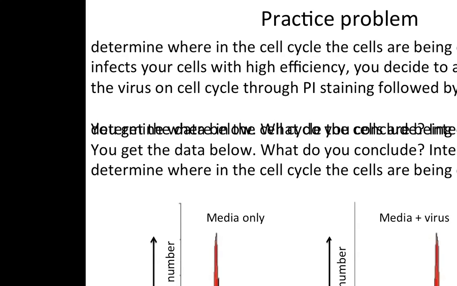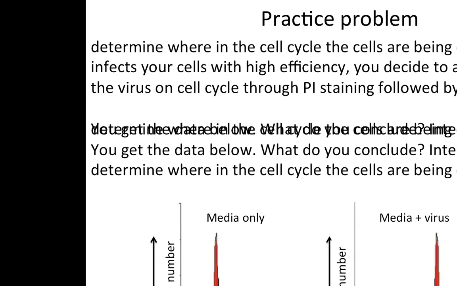Guys, lots of interesting questions. Okay, so the way to approach this is to start first with your control. And what you need to do is you need to say, okay, so you label it. So what's this peak? G1. What's this? S. And what's this? G2M. Right. And how do you know that?